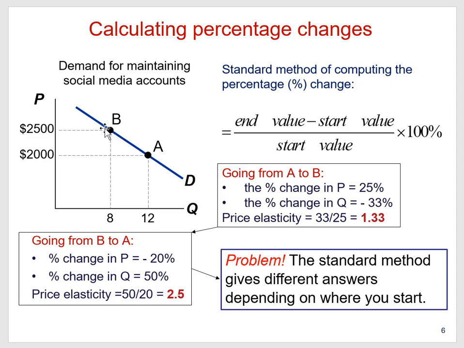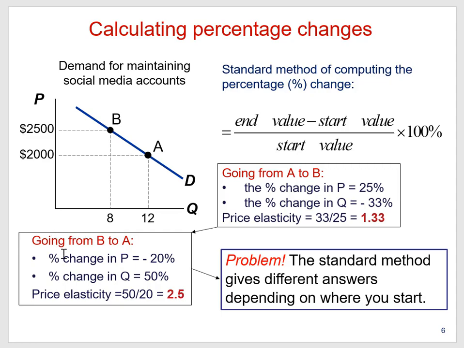Now, what if we move from B to A? In other words, let's assume that we are currently managing 8 social media accounts, but we would like to reduce our price so that we get more customers. So we now need to calculate the movement from B to A. So there's a price decline here. This is the rectangle here that we're going to look at next.